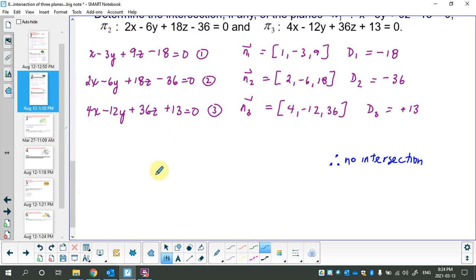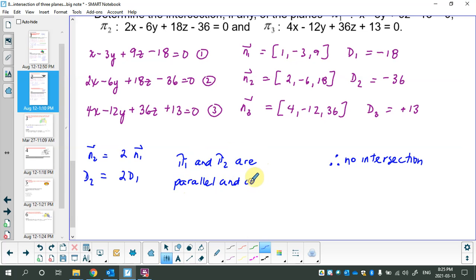So, as I said, normal number 2 is equal to normal number 1, but we doubled it. And D2 is equal to double D1. So that means plane 1 and plane 2 are parallel and coincident. They are identical.